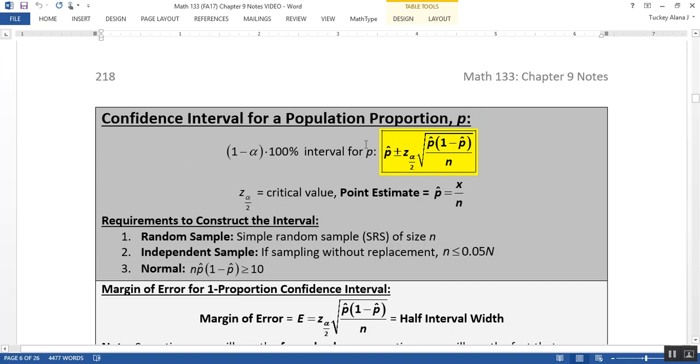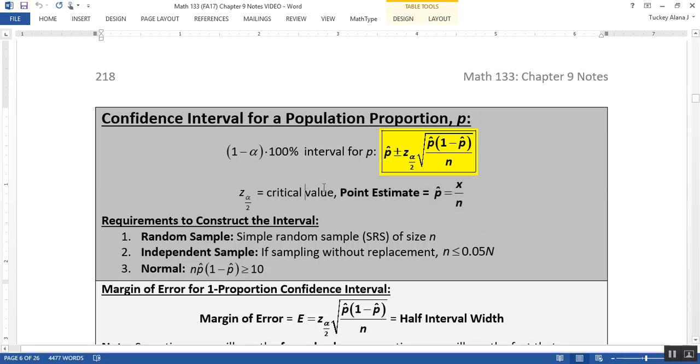And the formula itself is right here. It's p hat plus or minus z alpha over 2 times the square root of p hat times 1 minus p hat over n. Now some of this should look familiar. For example, we've already learned what p hat is, and it's the point estimate because it's your single best guess. So it's the one number that is your best guess for where p is.